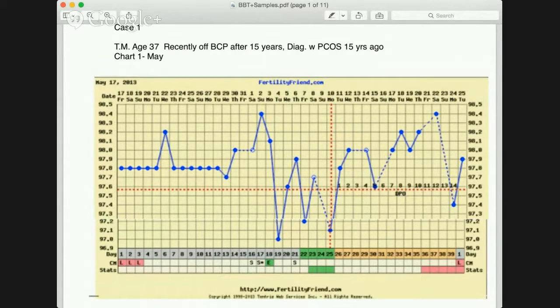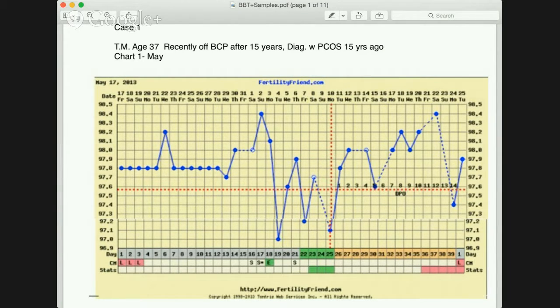So this person was 37 years old, came off birth control after 15 years. She had been diagnosed with PCOS 15 years ago. She actually had sent me 3 charts, so we'll take a quick look at all of them. I'm going to have you look at this yourself and tell yourself what you think of it. What are you noticing? What do you notice about the luteal phase?